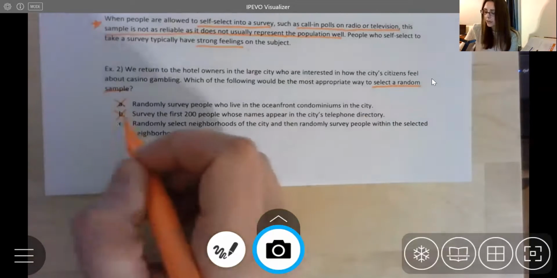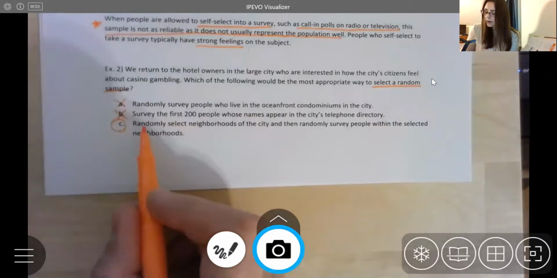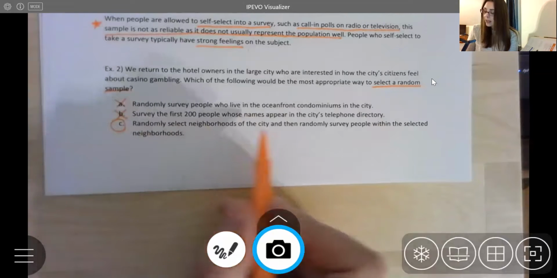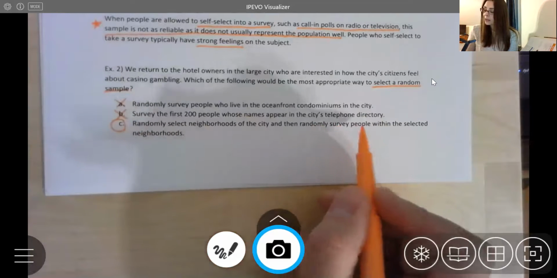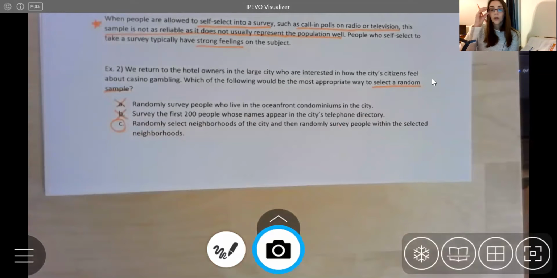Your best choice here is C. So you are randomly selecting neighborhoods of the city and then also randomly selecting people within those neighborhoods. So although you're not looking at surveying every single neighborhood, every single person still has a chance to be selected. So let's say you take your city and you break it down into 20 neighborhoods. Well, all 20 neighborhoods still have the same chance of being selected, 1 out of 20. So everybody still does have that equal chance of being selected.